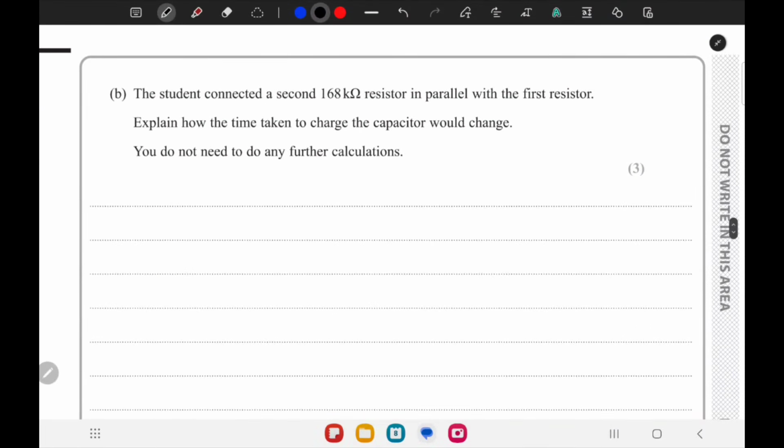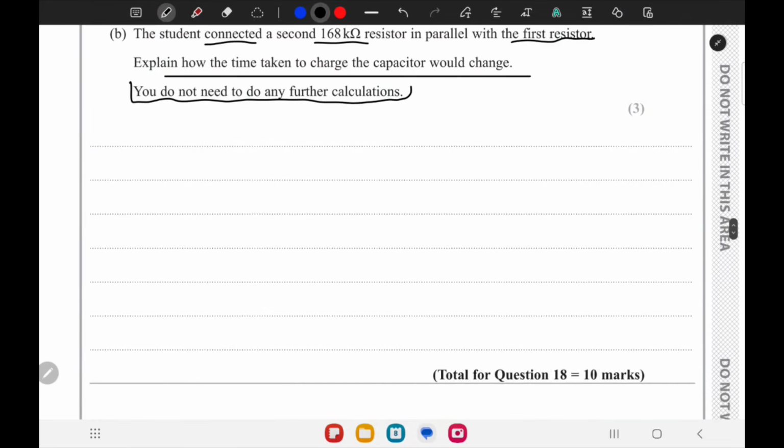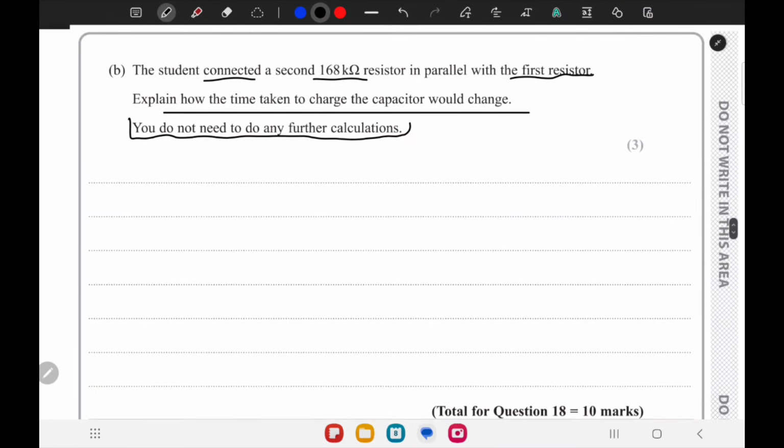Now in part B, we are told that the student connected a second 168 kilo ohm resistor in parallel with the first resistor. We have to explain how the time taken to charge the capacitor would change. We don't have to do any further calculations, we just have to draw a conclusion. If a second resistor is introduced in the circuit in parallel, the resistance would decrease. So the resistance would halve.